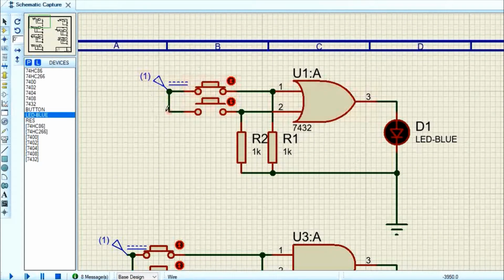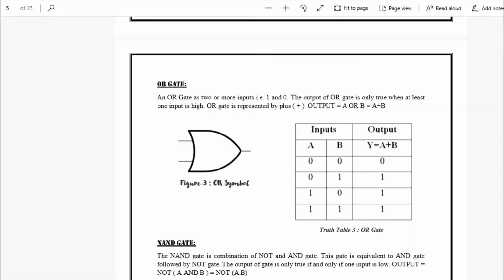It consists of a DC supply of 5 volt, 2 push buttons, 2 1K resistors, 1 OR gate IC and 1 LED. Before going to show you the simulation for this OR gate, I would like to tell you about the working and truth table of this OR gate. So let's have a look at it. Here is the truth table for the OR gate.